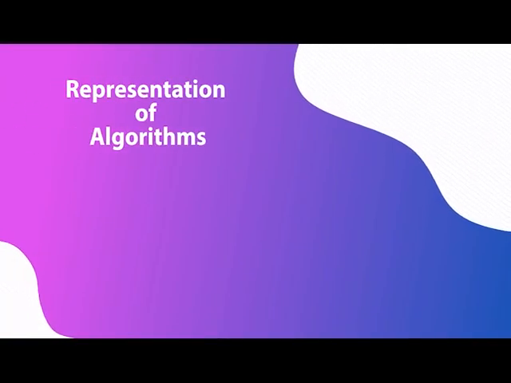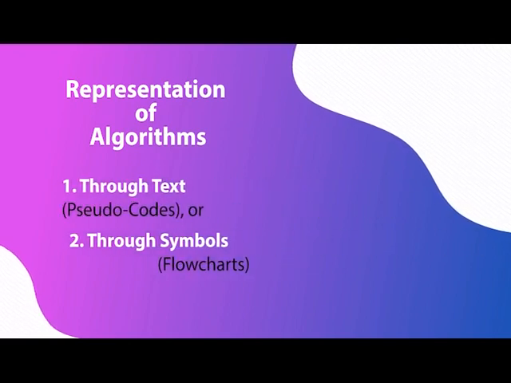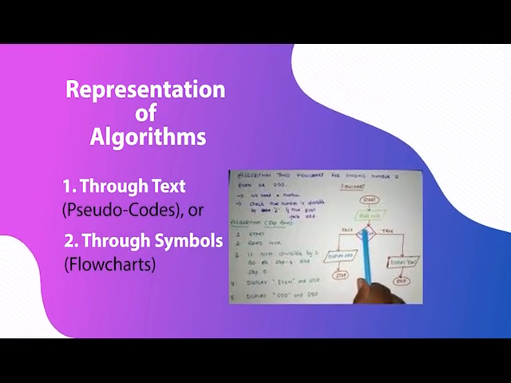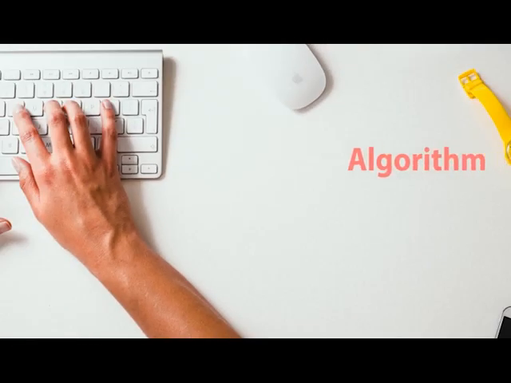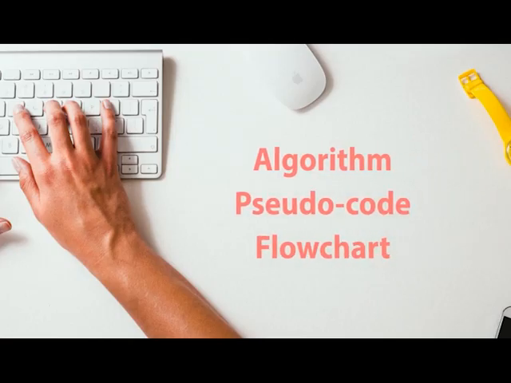So, this representation of the algorithm is actually conveyed in two ways. One is through text and the other is through symbols. The textual delivery of an algorithm is in fact referred to as pseudocode, whereas the symbolic representation of an algorithm is referred to as a flowchart. So, an algorithm is actually a set of steps which is required to solve a problem, and that set of steps can be represented either in a textual manner, which is pseudocode, or through symbols, that is flowcharts.